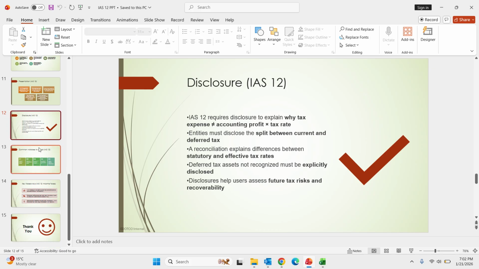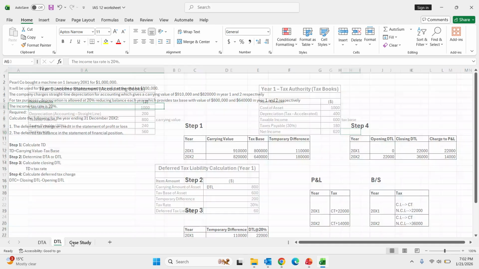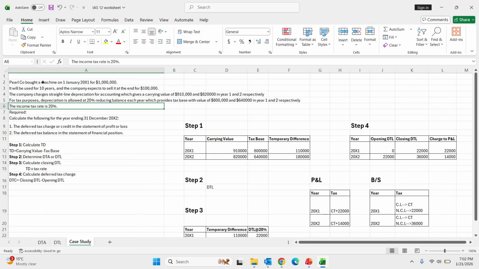So before moving to the final slides, let's take an example. Here, Pearlco bought a machine on 1st January for $1 million. It will be used for 10 years and the company expects to sell it at the end for 100,000. This is the scrap value of the asset. The company charges straight line depreciation for accounting and the carrying values are as follows.